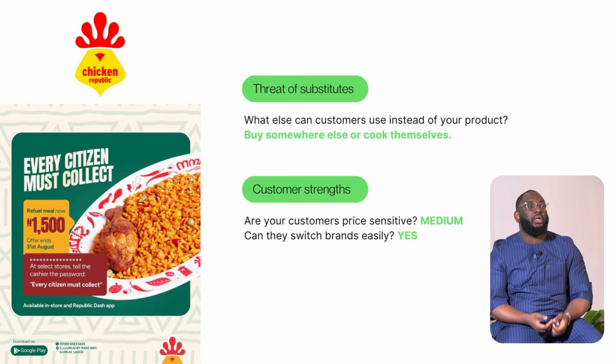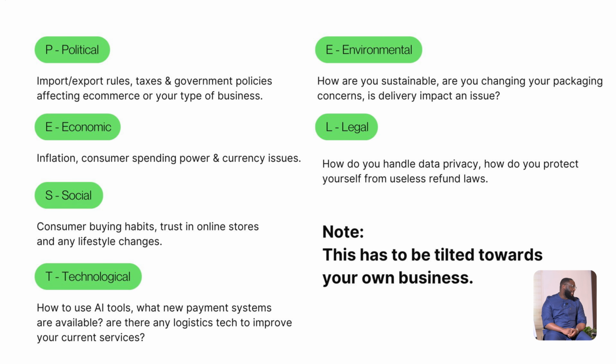Now, when it comes to the macro environment, you have the PESTLE, where the first P is the political one, which is probably the most important one in Nigeria. You have your import and export. One thing I was telling somebody recently is if you are in an exporting business, you are sitting on a gold mine, because the government is now beginning to support more exporting-led businesses, things like that. The new tax regulations have started to kick in. Well, they've started officially. We'll see how that goes. And then there are so many other things.